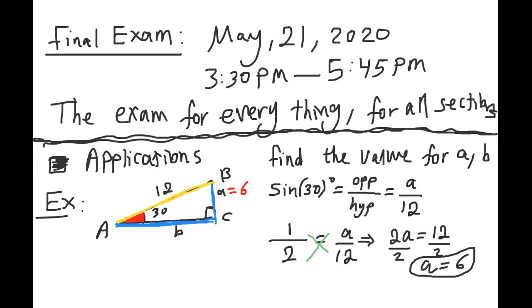How can we find the value for B? Which function can we use to find B? We actually need the adjacent over the hypotenuse.